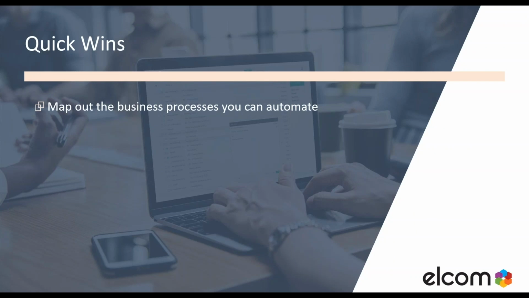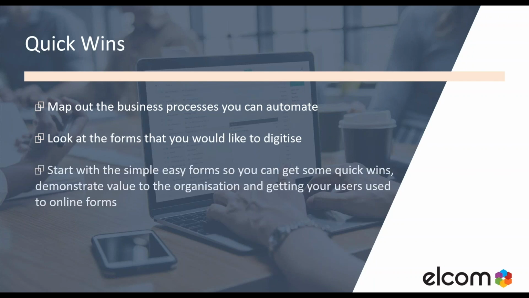So the first is to map out those processes that you can automate. You're probably going to be thinking about a lot of different processes you'd like to improve and automate, and we'd really recommend you map out those processes, prioritize them, and work out which are the ones you want to start with. Also look at those forms you want to digitize. Again, you're going to have so many forms, so much paper, so many manual processes. So have a look at the ones that you want to digitize and possibly want to start with.